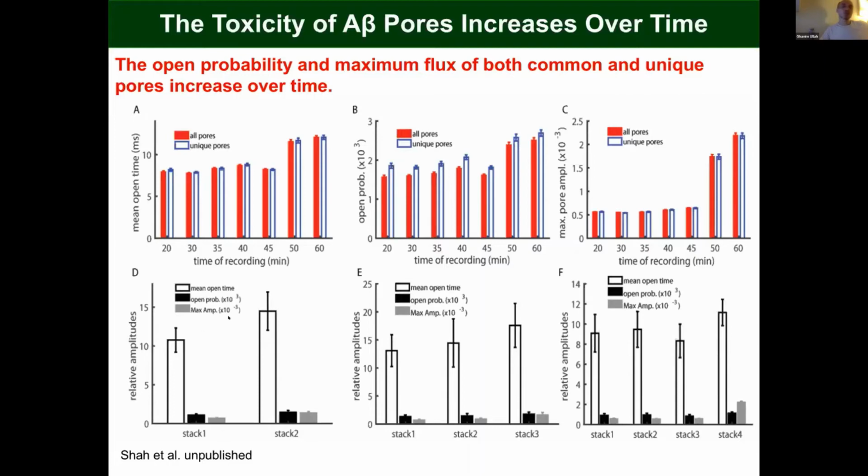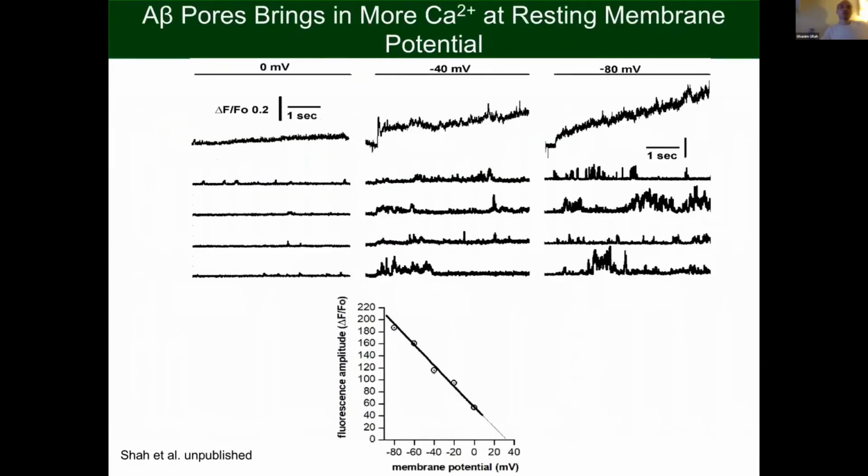You can look at just the pore in the first movie, for example, and then the same pore in the second movie, and you will find that the mean open time and the open probabilities are increasing. So the main message here is that the calcium toxicity of these pores increases over time, almost persistently.